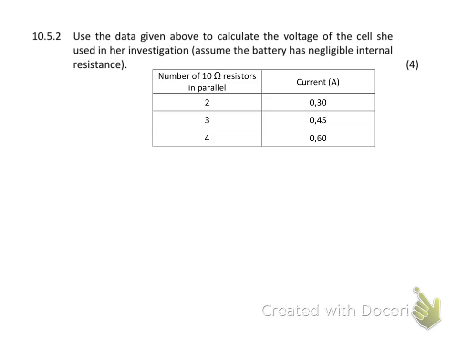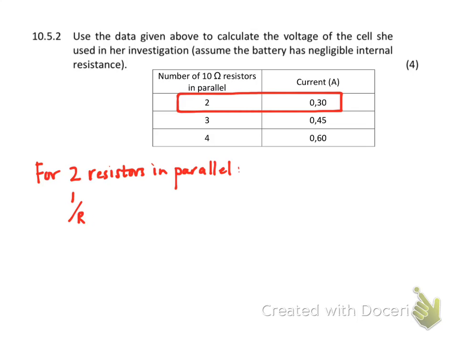Alright, 10.5.2, use the data given to calculate the voltage of the cell, and we're told to assume that the battery has negligible internal resistance. So we can choose any set of data. I'll answer by just using the first set. So we're assuming we have 2 resistors in parallel. And to work out the combined parallel resistance, we use our parallel resistor formula.